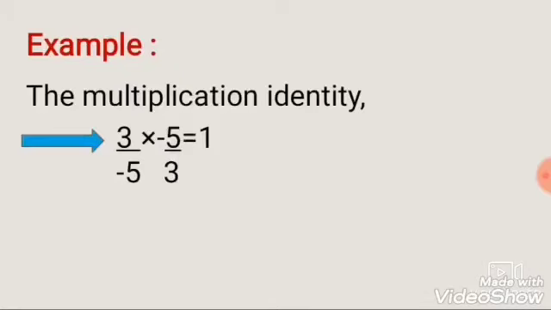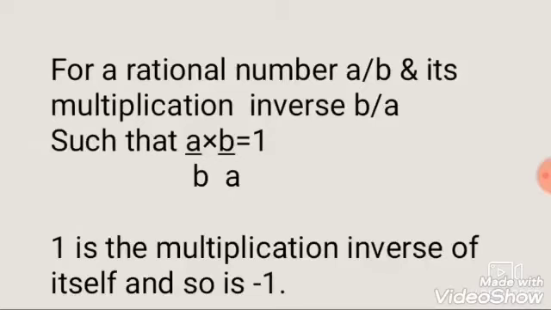Let me see with an example the multiplication identity. So I have taken a rational number as 3 by minus 5. So its inverse is minus 5 by 3. From this we know that when we multiply these two terms, we get 1, which means the multiplication identity. So according to this, the multiplication inverse condition is satisfied.